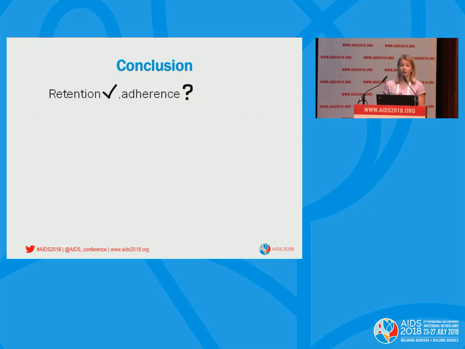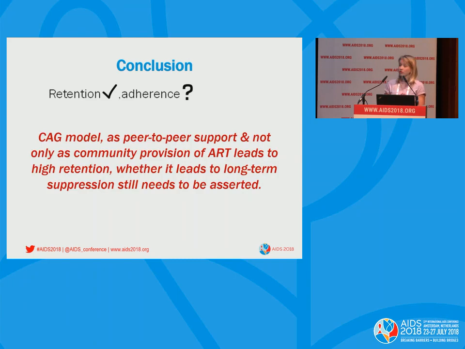In conclusion, we can say that this model has very quickly proved its value in bringing very high retention rates, but more work has to be done in the clinical management of the disease, because for now we have patients with unsuppressed viral load and also viral load not monitored in the groups. Patients should also be enrolled in ART earlier in order to join the GAG groups with a less depressed immunological status. The GAG model as peer-to-peer support, and not only as community provision of ART, leads to high retention. Whether it also leads to long-term suppression still needs to be assessed.